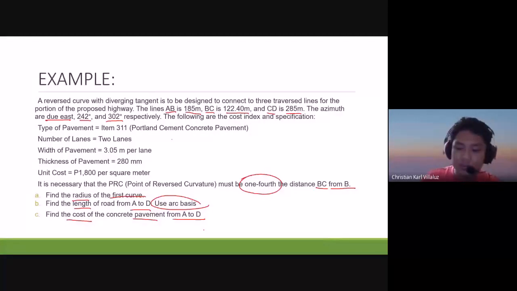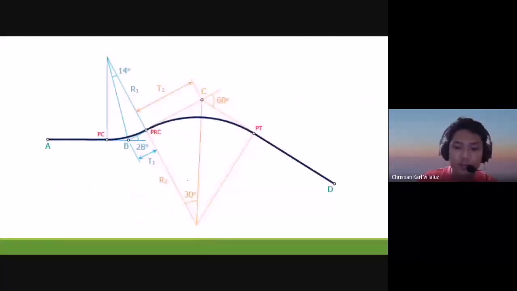So, how do we solve this? First, draw the figure with the given azimuths. So, this is the figure. Line AB is due east. This one, point A to point B. Point A doesn't necessarily mean that point A is the PC. It may not be, because it's only a traverse line.